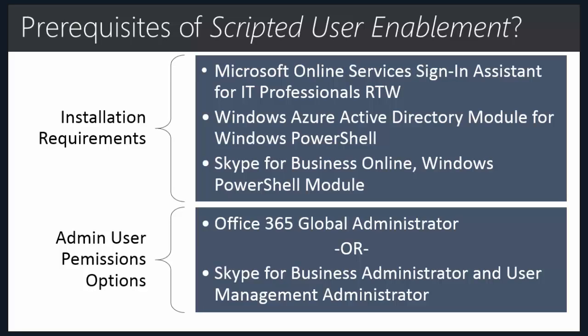This is because there are two things that we have to make sure we do. Assign licenses to the user so that they can use Skype for Business, and that requires the User Management Administrator permissions. And then configure the Skype for Business attributes, which is the piece that requires the Skype for Business Administrator permissions. So make sure that the account that you're using has these permissions, or you will likely get errors when running the script.